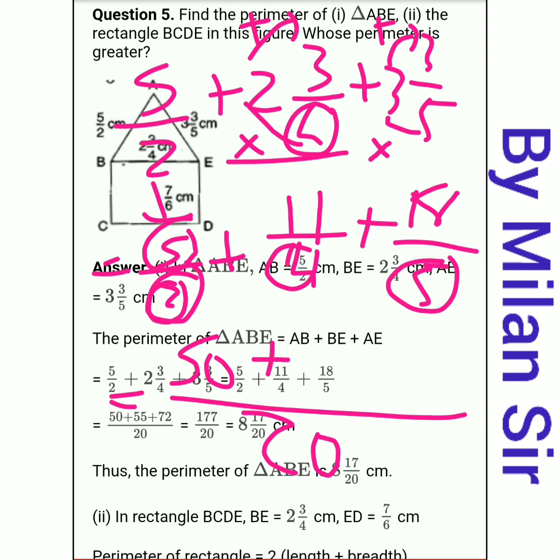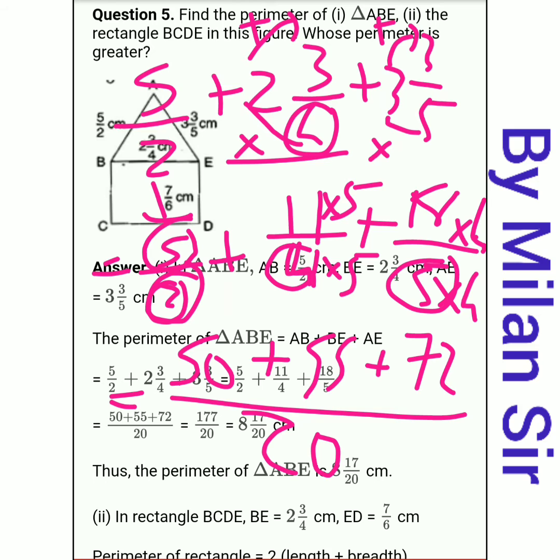Then the second term, the denominator is 4, but we want 20, so 4 5s are 20. In the denominator we multiply with 5, so the same thing we multiply with the numerator, 11 5s are 55. In the last term, the denominator 5 is there, but we want 20, so we multiply it with 4, and the same with the numerator, so 18 4s are 72. So we need to convert our denominator into the LCM, 20.